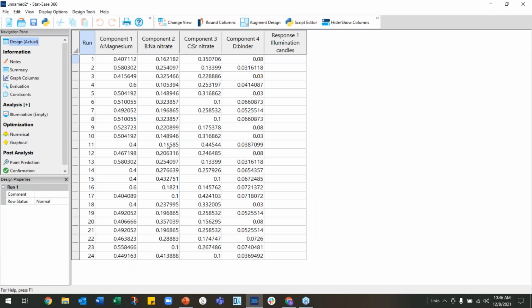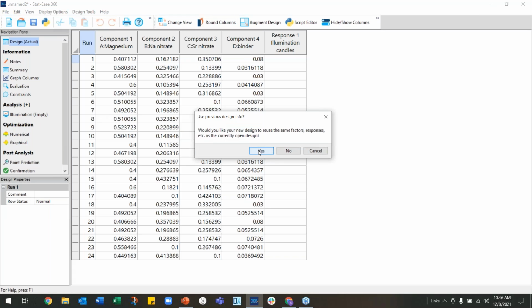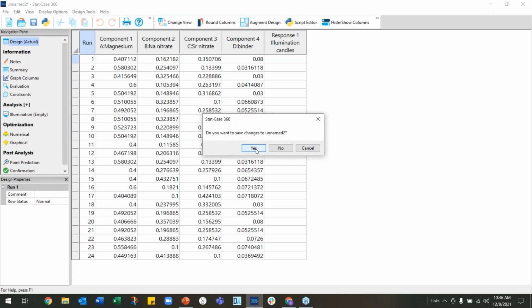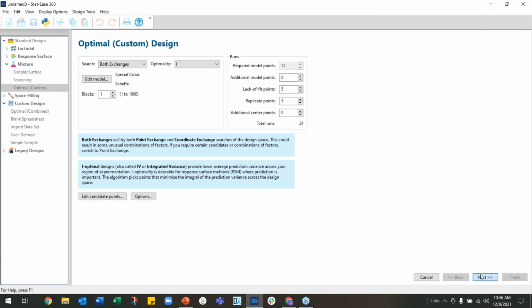How do we get more runs? Well, we're going to rebuild this and add some additional runs. So we're going to say yes to reusing the same info and just kind of loop around. And we're going to add additional model points. If you want to estimate your model better, then putting in more model points makes the most sense.